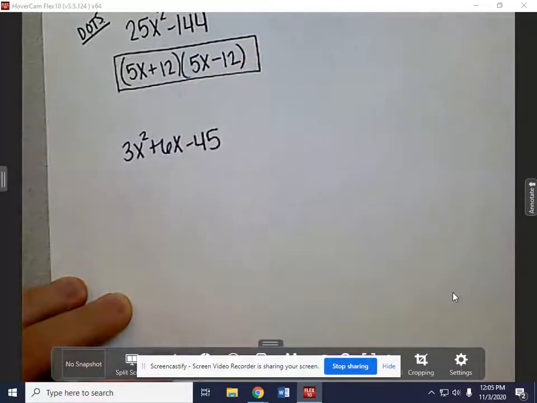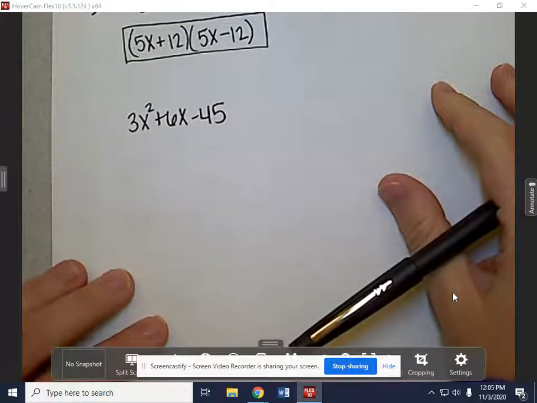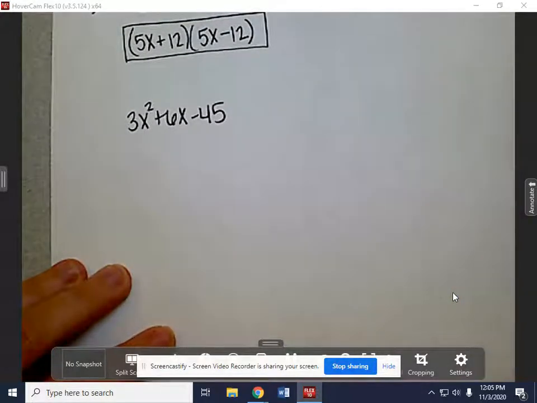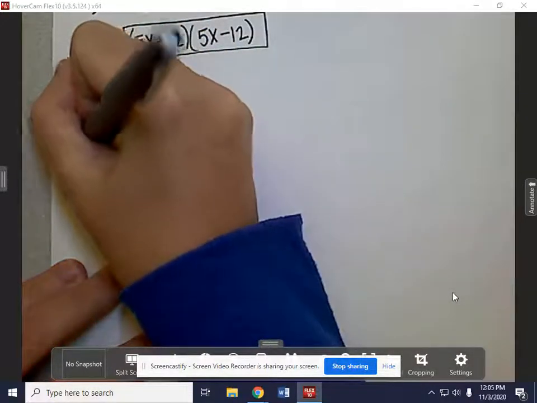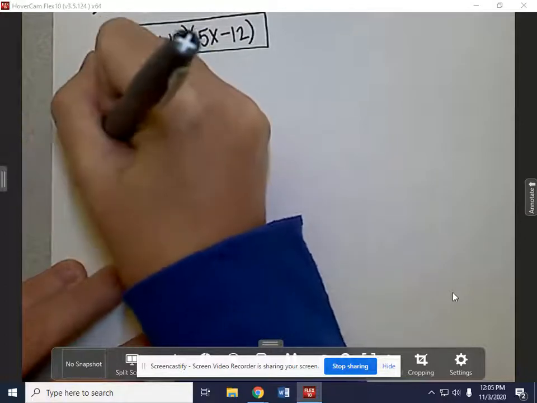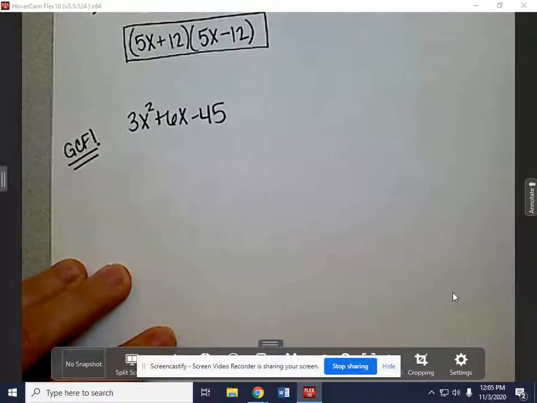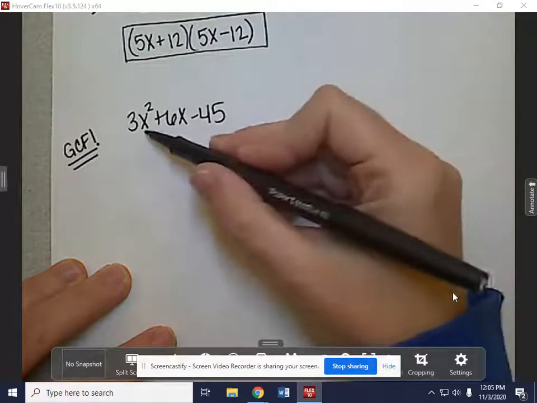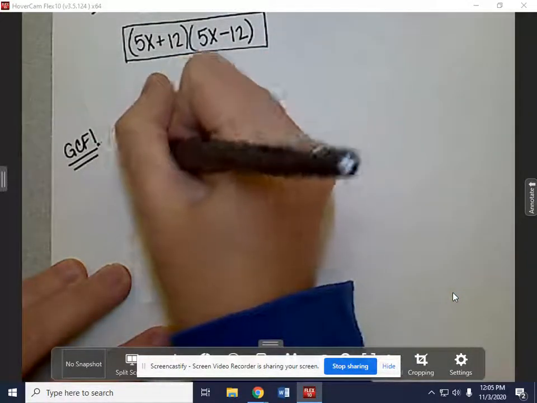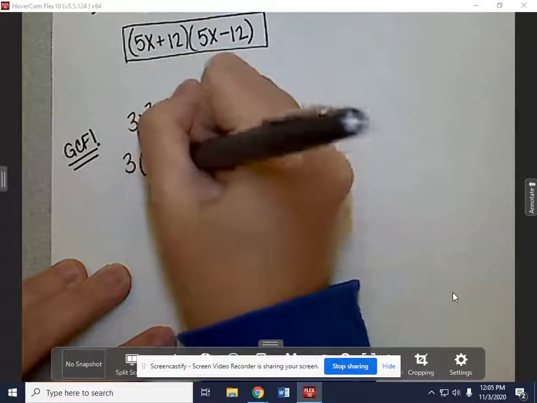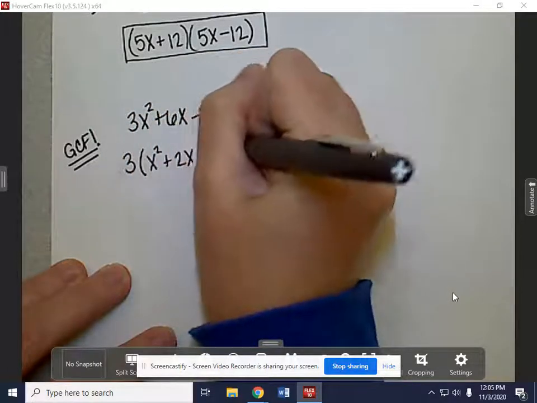Okay, so if we started with this one, one thing we do always want to look out for, and it didn't happen in the first two, even though I always check anyways, is you want to always look, is there a greatest common factor? Because if there is, you need to take care of it as your first step. So when I look at this, these are all divisible by 3. So I'm going to divide that 3 out first. I'll get x squared plus 2x minus 15.